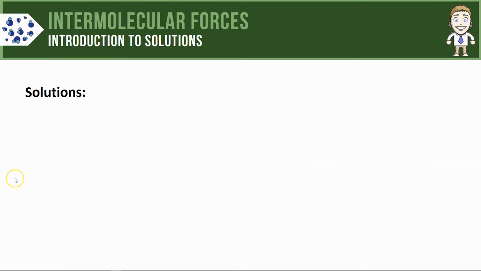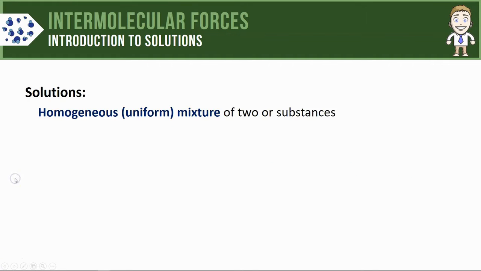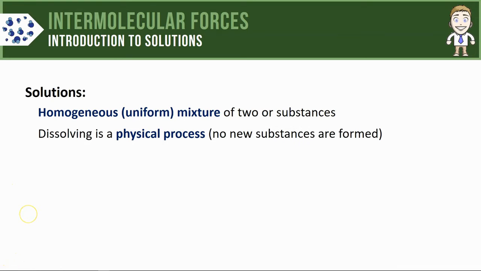So let's clarify some basic facts about solutions. First of all, they are homogeneous mixtures of two or more substances. Homogeneous simply means that the mixture is uniform. If you took a sample from the bottom of the mixture or the top or around the sides, each of those samples would have the same properties as the other. Dissolving is a physical process. That means when one thing dissolves in another, they are still the same substances that they were before. You do not create any new substances.